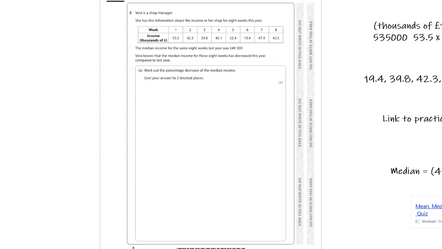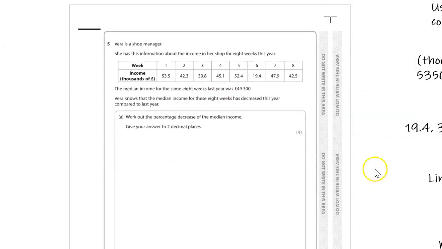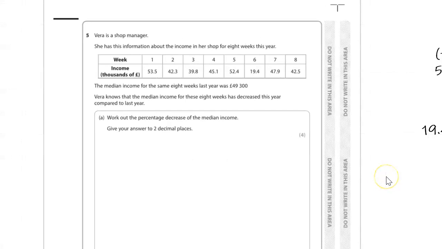Obviously, I will continue on with the explanation, but it will be good to see where you are, what you know, perhaps what you need to revise. Okay, so let's have a read through it. Vera is a shop manager. She has this information about the income in her shop for 8 weeks this year.